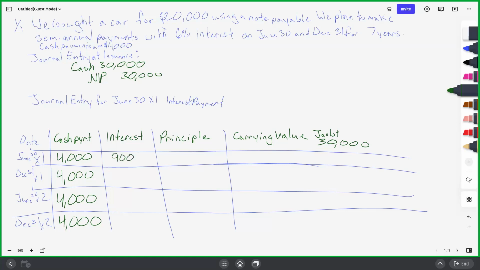Now, how are we going to find our principal? Subtracting. What's going to happen to our carrying value? Wasn't it semi-annual? It is semi-annual. So I have June 30th and December 31st. So 0.6% if you're going 12% interest, or am I looking at this wrong? It's 6% interest. Okay, all right, sorry. They're all good.